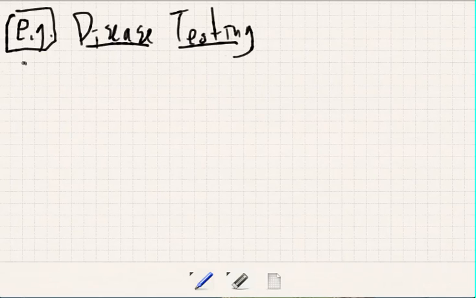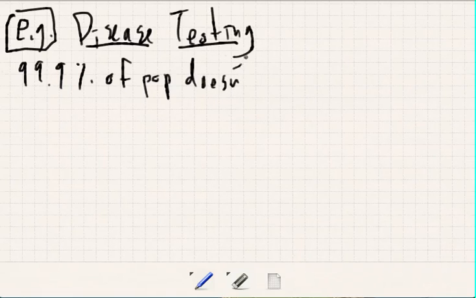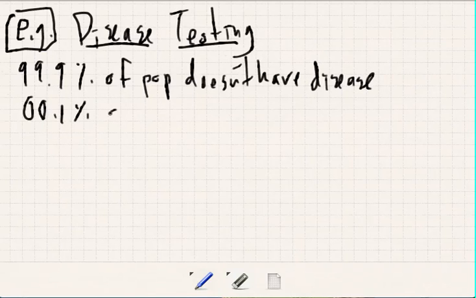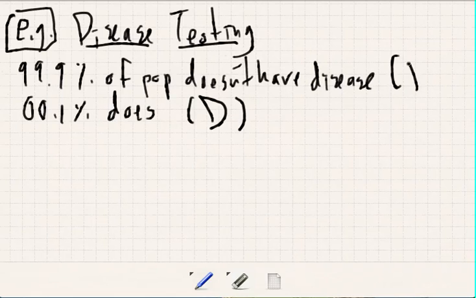Let's say that 99.9% of a population doesn't have a given disease, and 0.1% does. So I'll call the event that they have the disease D. The event that they don't have the disease will be D prime. Now this is going to be acting as our partition.